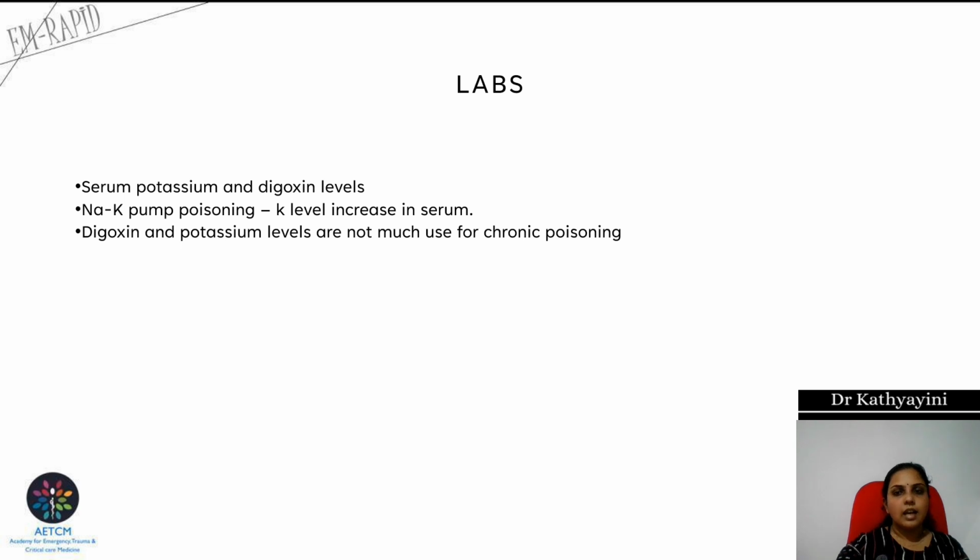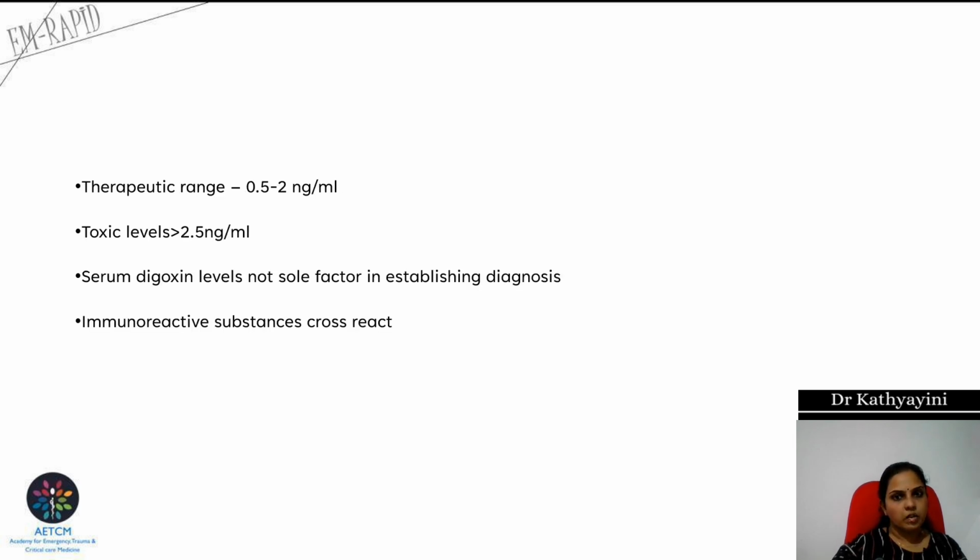The lab tests that we have to do are potassium levels and the digoxin level. The potassium level is of great importance in acute toxicity because there can be associated hyperkalemia, which will further worsen the arrhythmias. And the digoxin level is of use again in acute toxicity, because in chronic toxicity, serum digoxin levels may be normal.